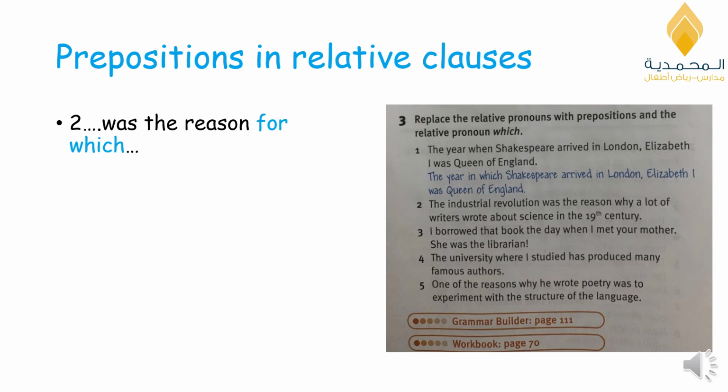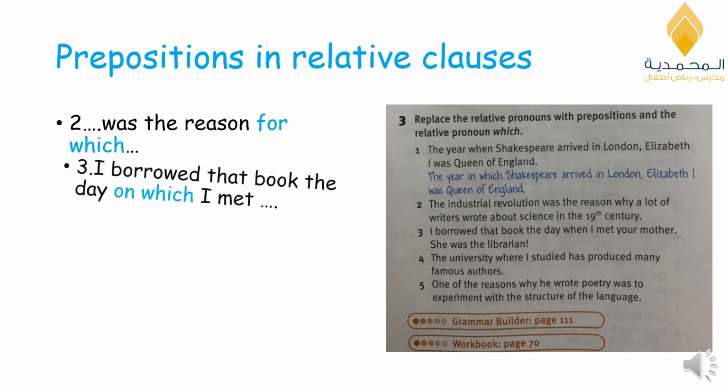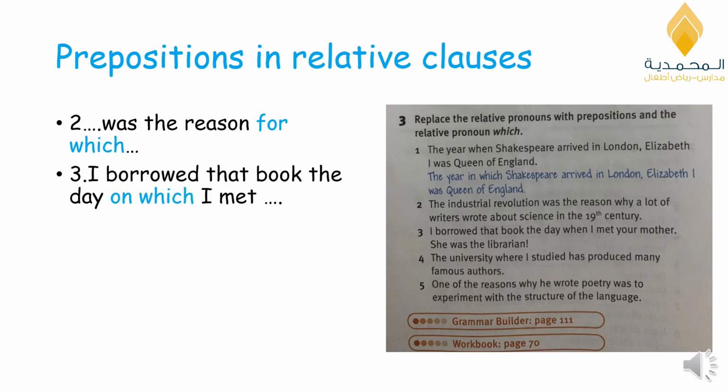Number 3, I borrowed that book the day when I met your mother. She was the librarian. What can I use here instead of when? On which I met your mother. On which. Number 4, the university where I studied has produced many famous authors. What can I use instead of where? I can say the university at which I studied has produced many famous authors.